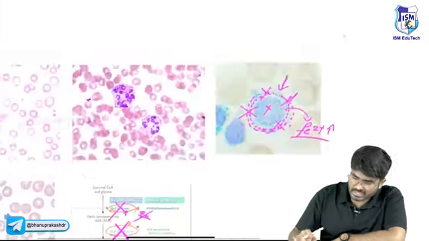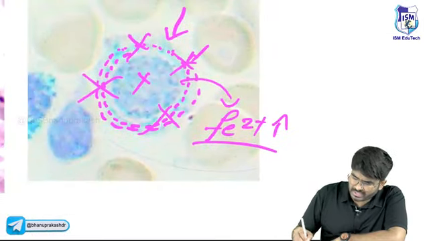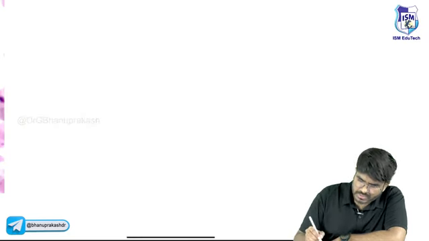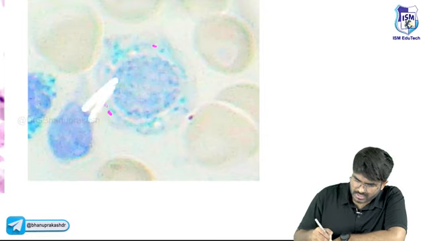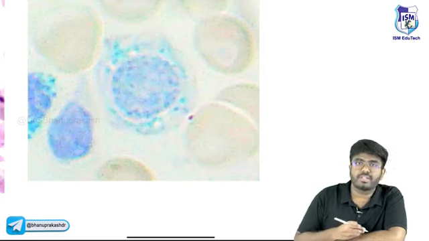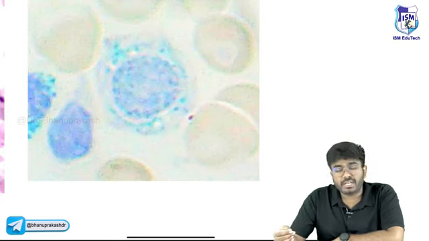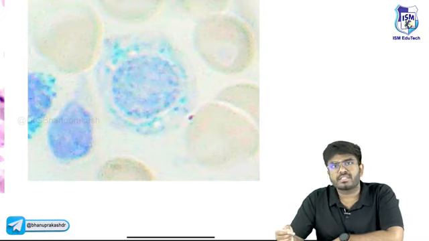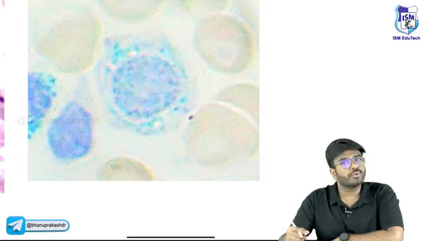In one of the exams, especially in the Indian exam, this question was asked. What is the stain that is used here? The stain that is used here is Prussian blue stain, because the stain that is used for the iron is pearl stain or Prussian blue stain. So these are the sideroblasts. Okay, so done. What else should I teach you?